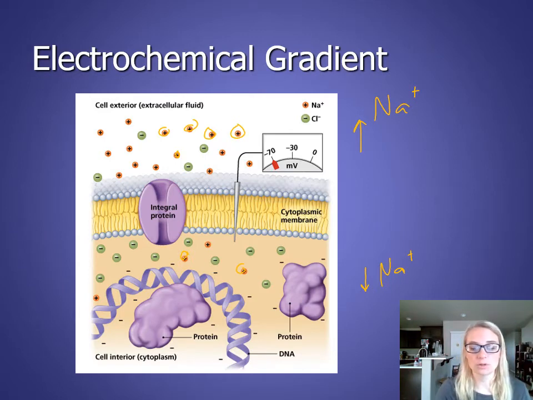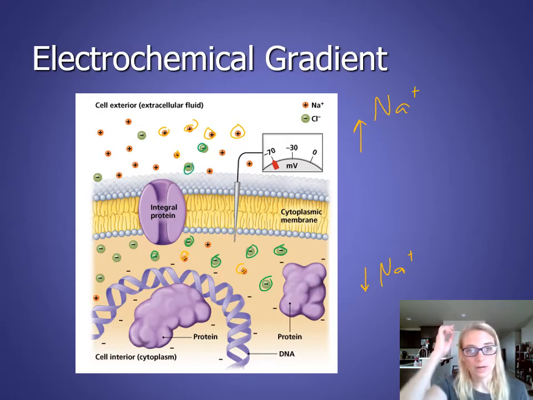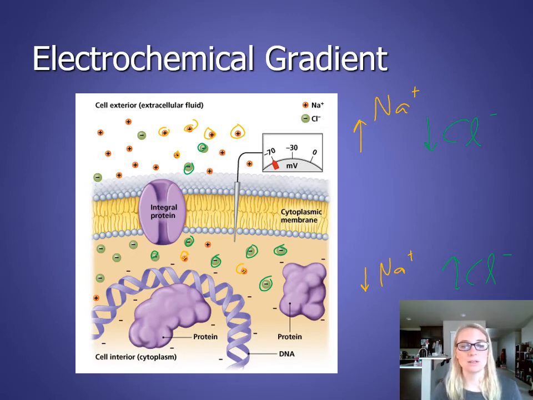And then it's the reverse for our chlorine. We have a whole bunch of chlorine inside of the cell and just a few chlorine ions outside of the cell. So here our chlorine is low on the outside, but high on the inside. Because of that difference, that is another chemical gradient. So those two ions are representing the chemical part of the electrochemical gradient.